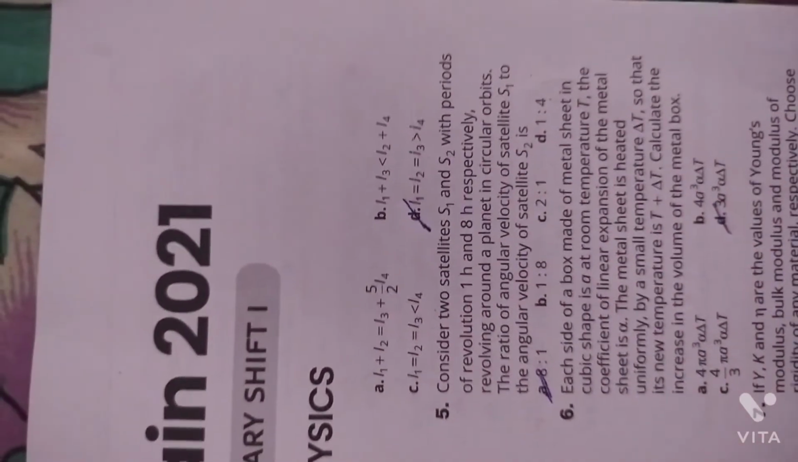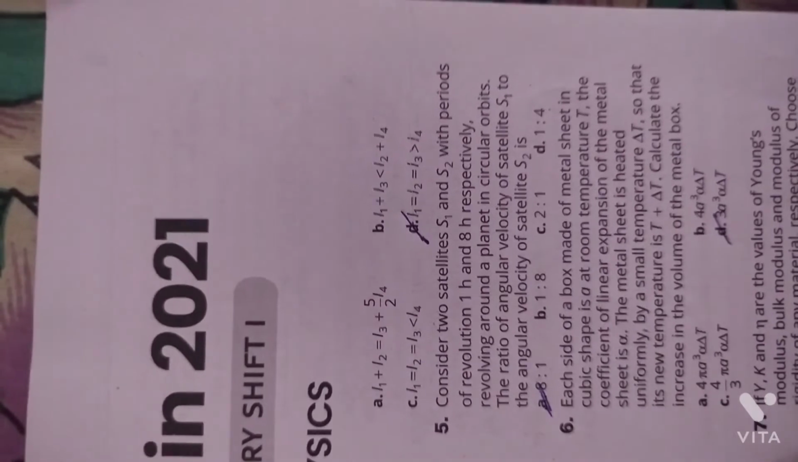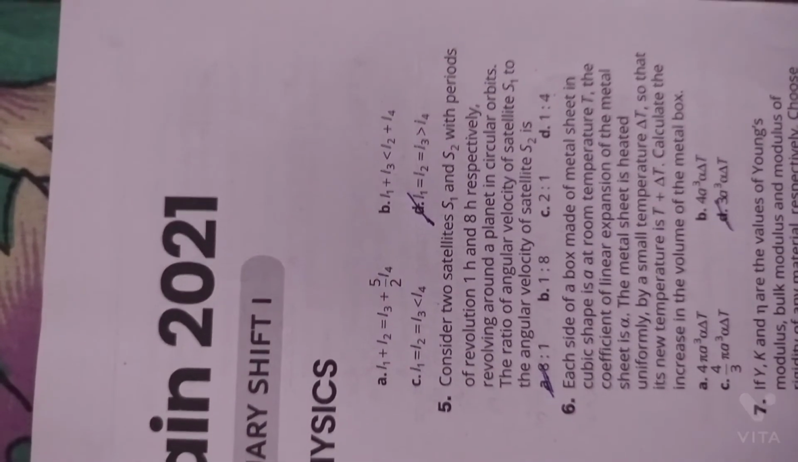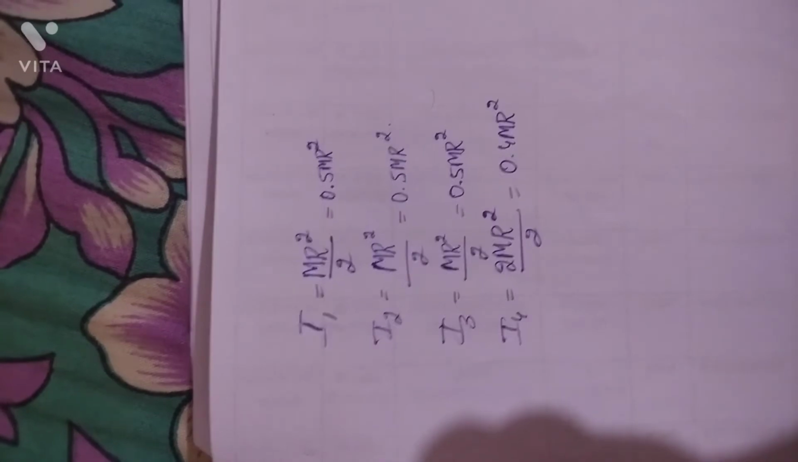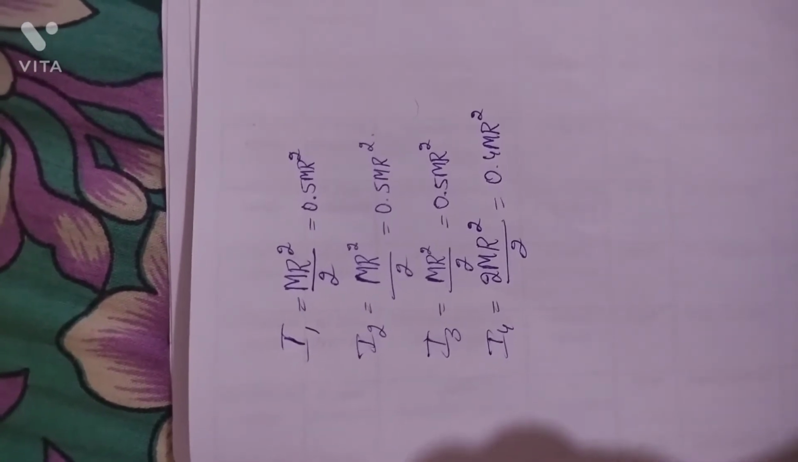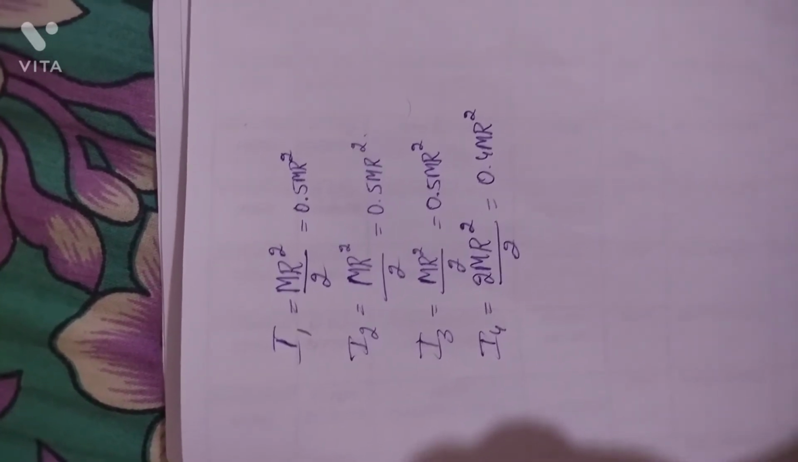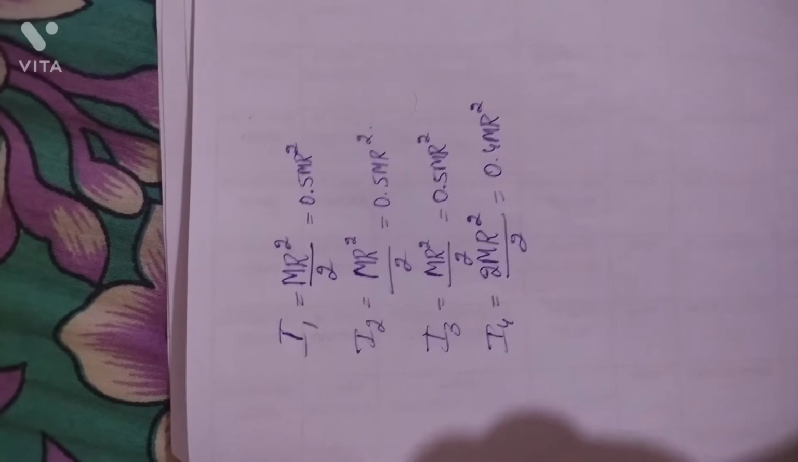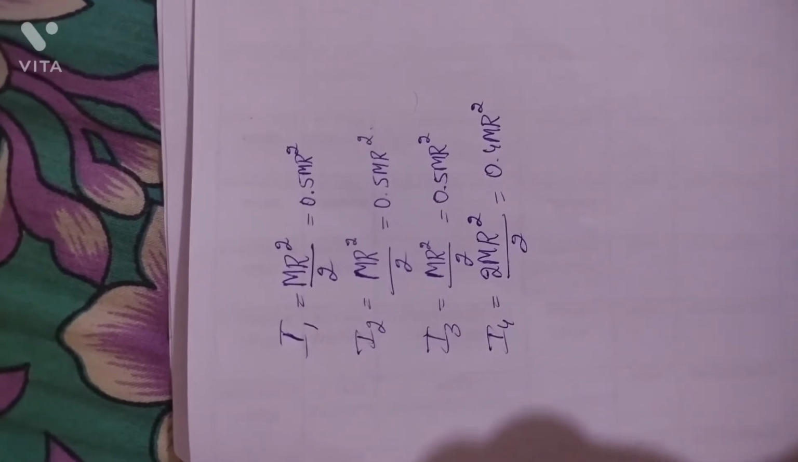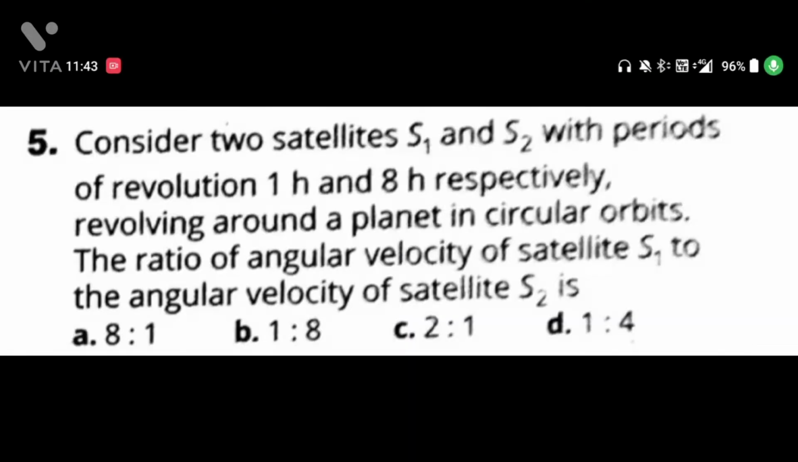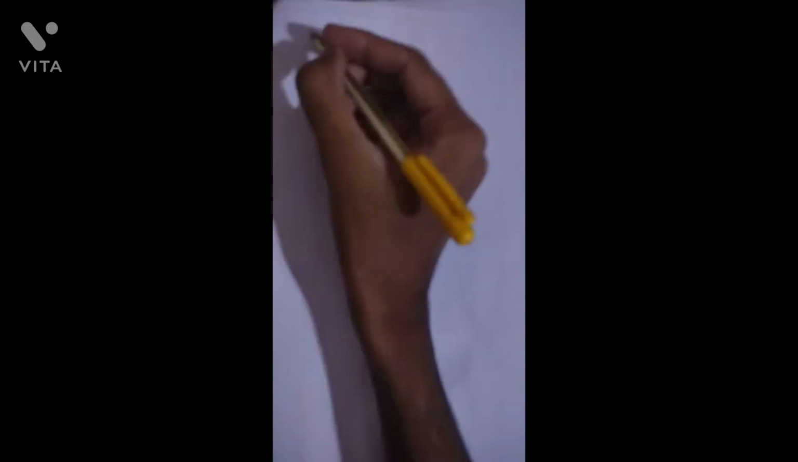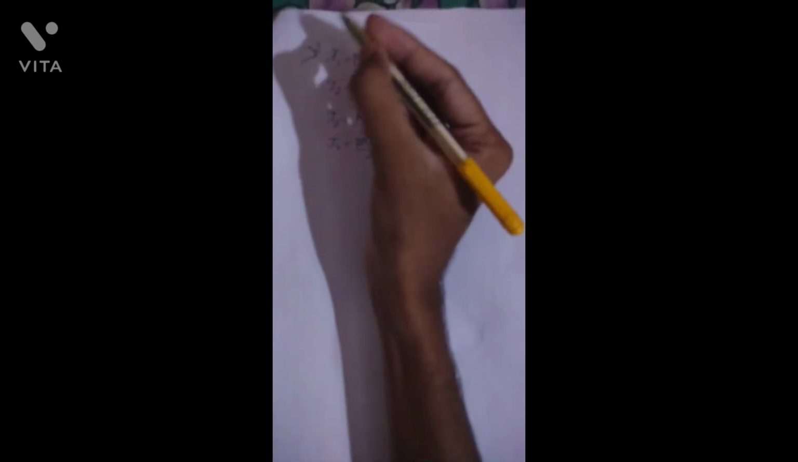Now let us come to our next question, that is question number 5. Here is the answer for question number 4 for you. Now we will go for our next question, question number 5. Once you see the question, next I will solve it. So here is question number 5 for you. I think you have seen question number 5.